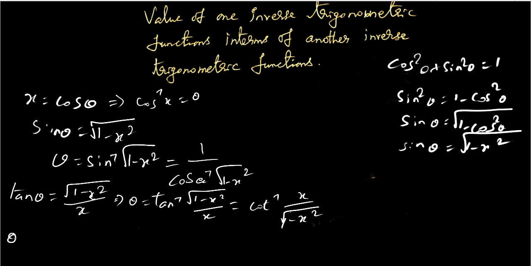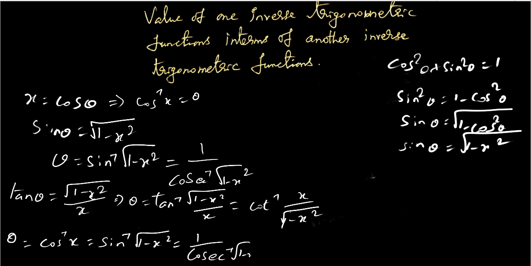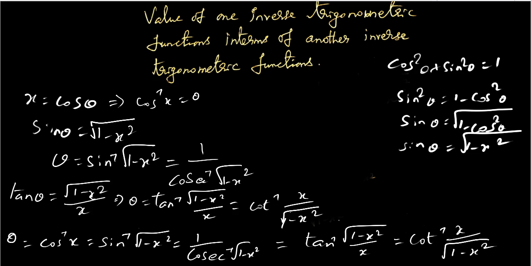So we can write theta equal to cos inverse of x, that is nothing but sin inverse of square root of 1 minus x square, that is equal to 1 by cosecant inverse of square root of 1 minus x square, that is nothing but tan inverse of square root of 1 minus x square divided by x, that is equal to cot inverse of x by square root of 1 minus x square. So all these are equal. This will be helpful for solving problems.